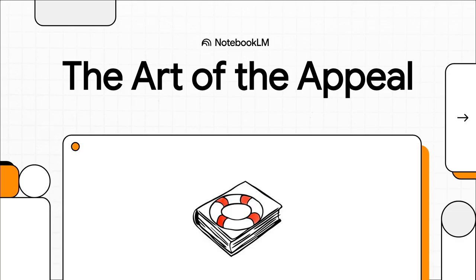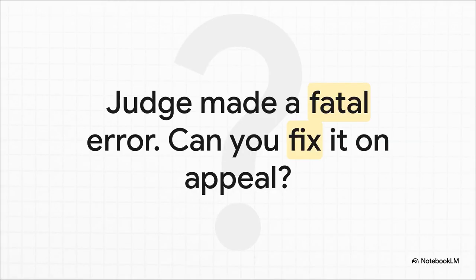Today, we're going to be talking about something that gives every trial lawyer nightmares, and that's the art of the appeal. Now, I want you to picture this. You're in that courtroom. The jury just came back, and they read the verdict, guilty. And your heart just sinks right into your boots because you just know, the judge made a huge mistake, a fatal error that cost you the entire case. So what now? Is it over? Is there any way to fix this? Can you possibly save your client on appeal?